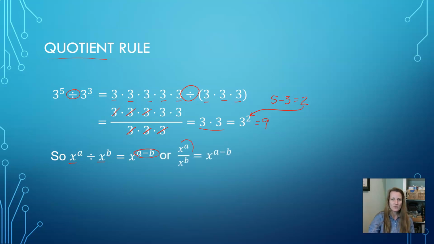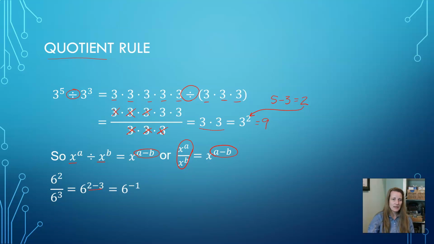We can also see it written in fractional form. That's the way I prefer to see it, so that I can cross them off like we did in the previous example. It's much easier to see how that works. And once again, it's still the exponents subtracted from each other. So what if I had 6 squared divided by 6 cubed?